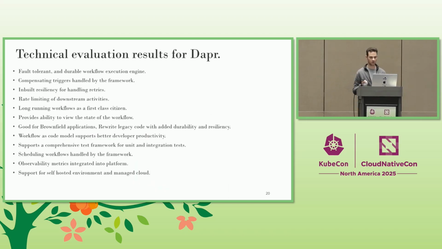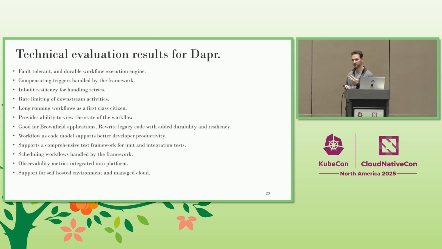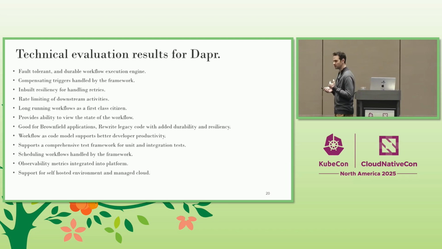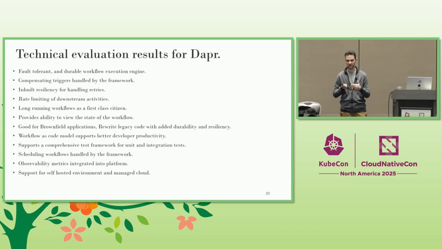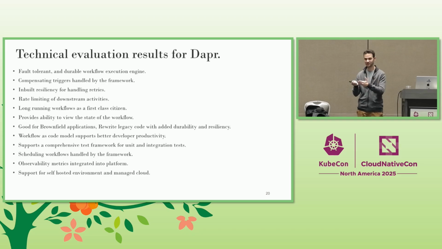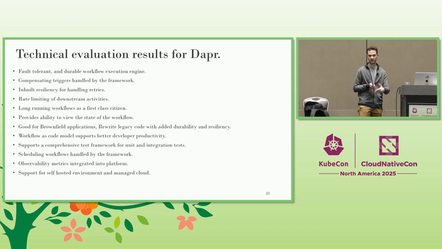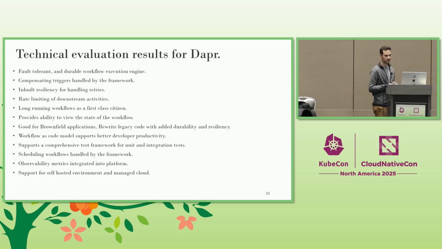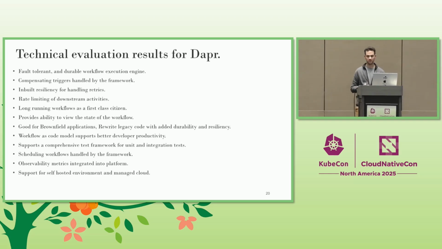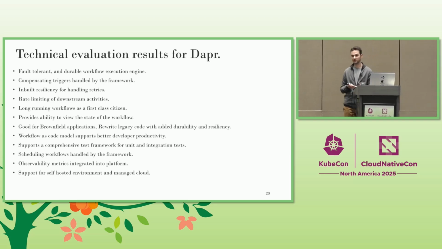So the technical evaluation results for Dapr. They found that Dapr was fault tolerant, so that was the most important thing for them to check, meaning they are running thousands of these transactions, and if they're experiencing a shutdown, let's say an AWS regional shutdown, that their workflows are going to retain state and pick up where they left off. That was the most important thing, the reliability of the underlying platform.